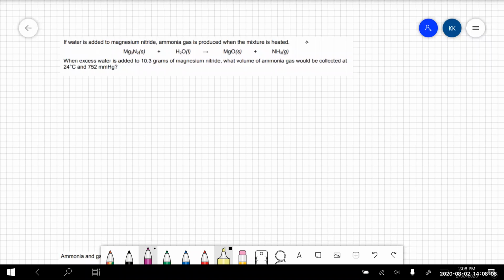If water is added to magnesium nitride, ammonia gas is produced when the mixture is heated. When excess water is added to 10.3 grams of magnesium nitride, what volume of ammonia gas would be collected at 24 degrees Celsius and 752 millimeters of mercury? Just follow the process. So again, we have been given a mass, but first of all, always balance the equation.